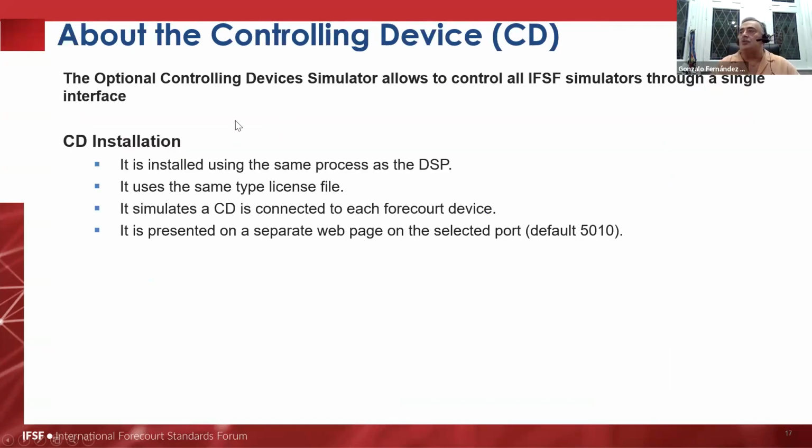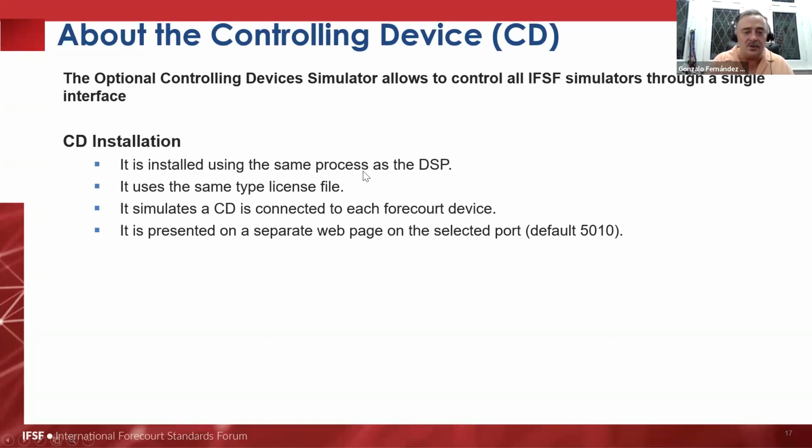The controlling device is also a simulator that allows you to, through a single interface, manage all the other simulators, all the devices. It can run, for example, the price pole simulator, the car wash simulator, the ATG simulator. It is installed pretty much the same as the dispenser, uses the same license. When we send you the license file, that will include not only the expiration, it also includes which are the devices that are licensed for you to use. So let's see it in action.